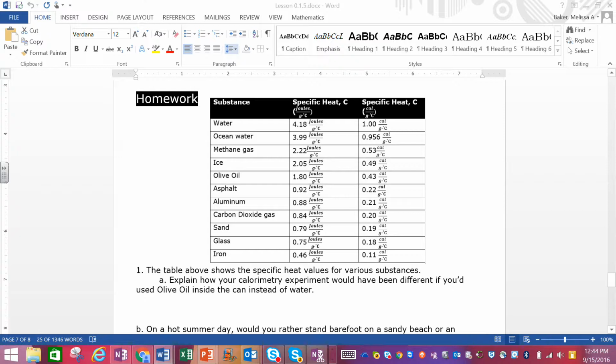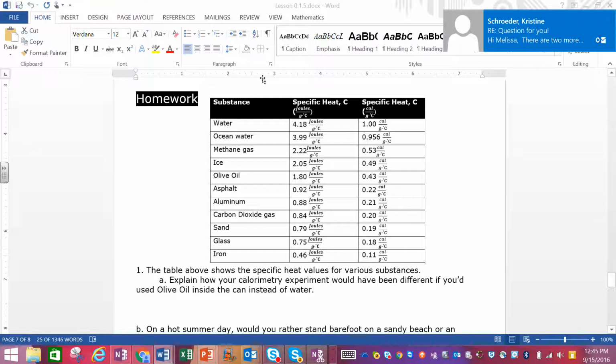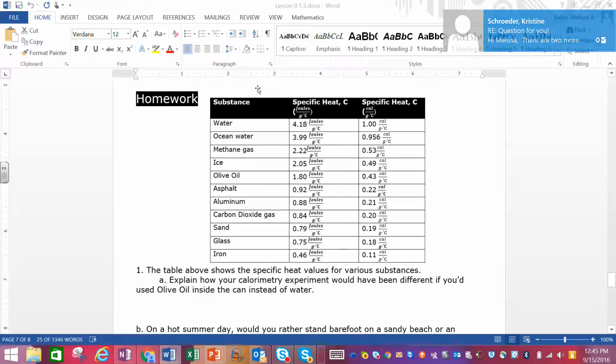All right, let's take a look at the lesson 0.1.5 homework. So we've got a table here of a bunch of different substances, and the specific heats are listed for each substance. There's some different units in this second column over. It's how many joules it takes to heat up 1 gram of this substance by 1 degree Celsius. And then same thing, the units for this specific heat are calories per gram degrees Celsius.